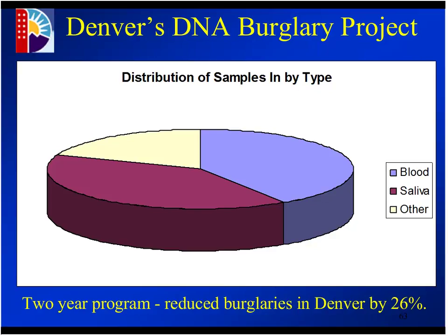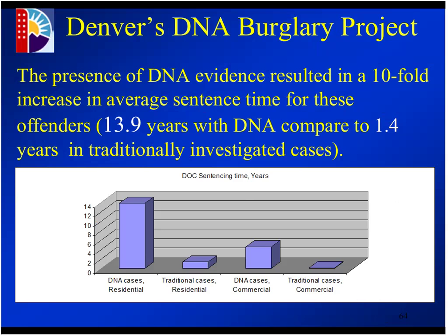We were primarily interested in blood and saliva, and we reduced the home burglary rate in our city by 26% during the course of the 18-month study. You can see that we were a lot like Joe. We were able to get a 14-year sentence on average. Most of these guys were habitual criminals. With traditionally investigated burglaries, we were getting about a year and a half. We were able to get these lengthy sentences because of a change, like the change Joe talked about.